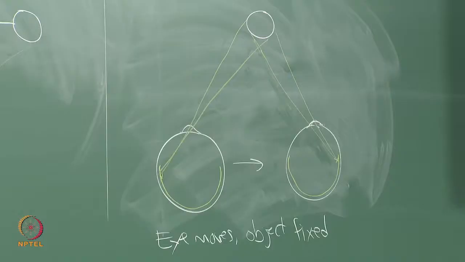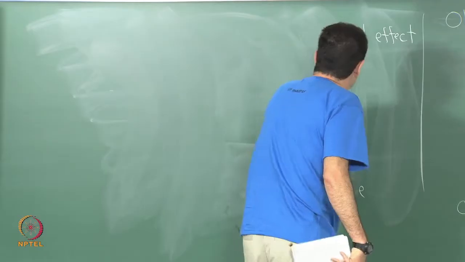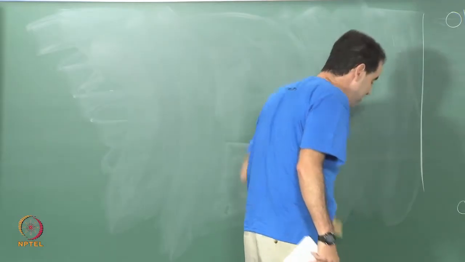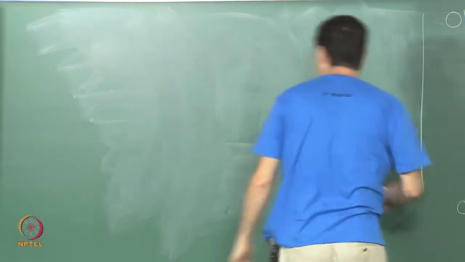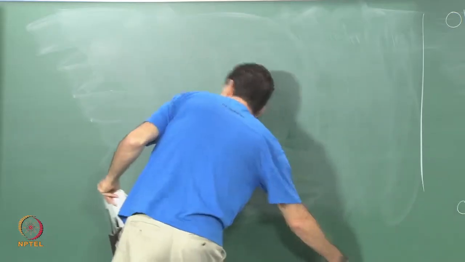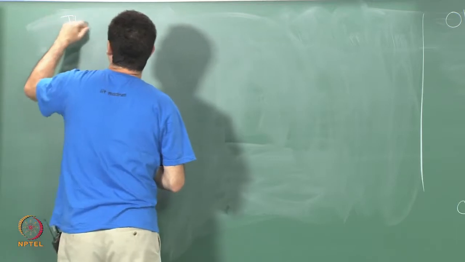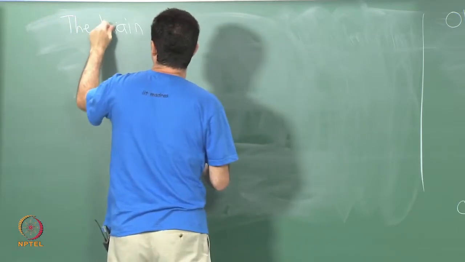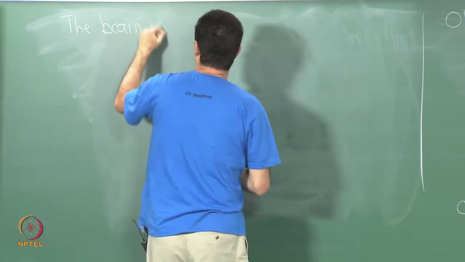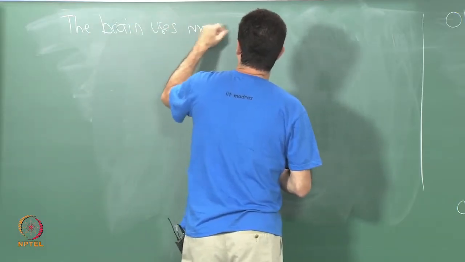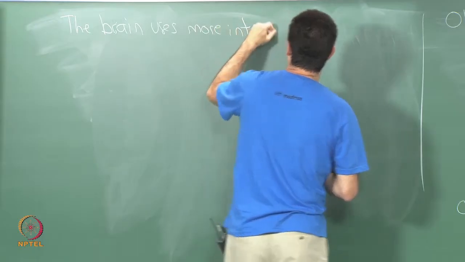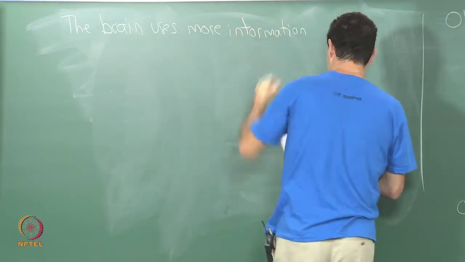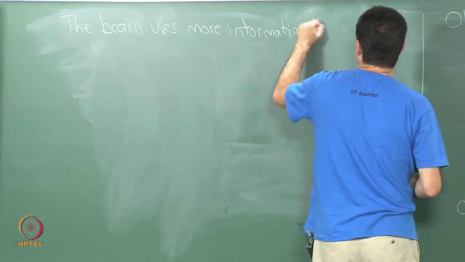Let me list out the information that's being used. It's not just looking at a raw video signal, let's say, from the array of photoreceptors. It's got more sources of information coming together. So the brain uses more information to distinguish.